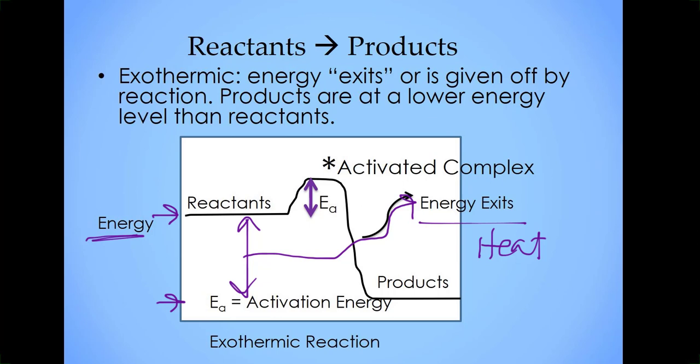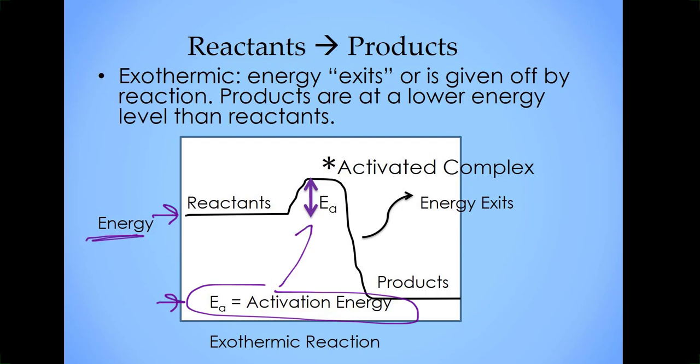Let's look at some other things in this diagram. So we see our activation energy is right here. So this is the little start that it needs to start breaking the bonds and making them. And for an exothermic reaction, it tends to be a lot smaller than an endothermic reaction, which we will talk about next. Okay. Your activated complex is right at the top of this little energy hill.